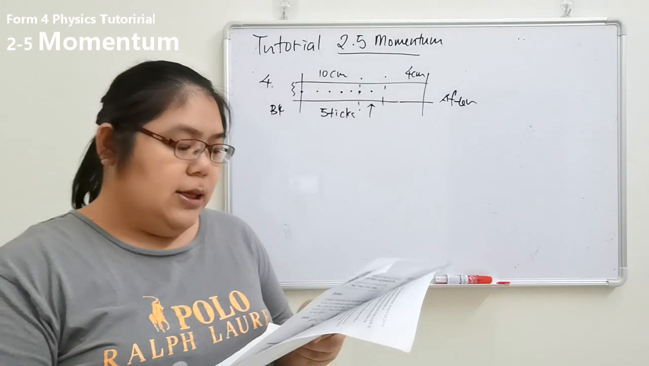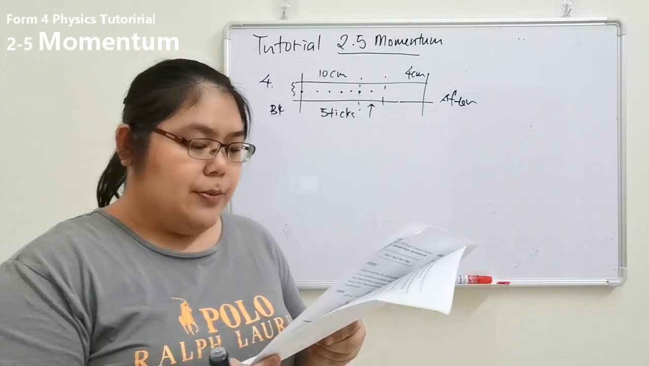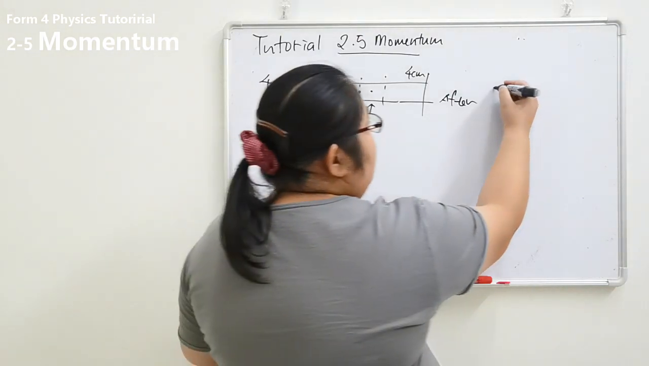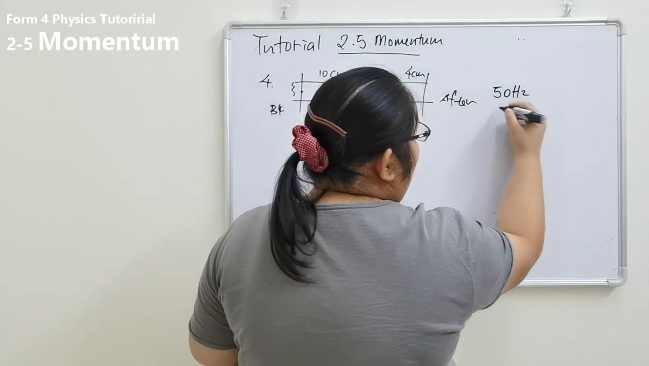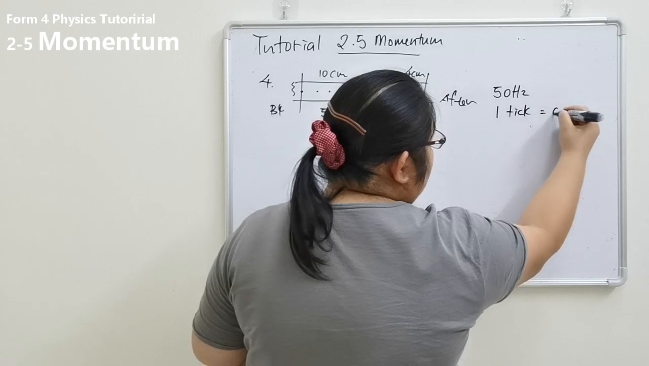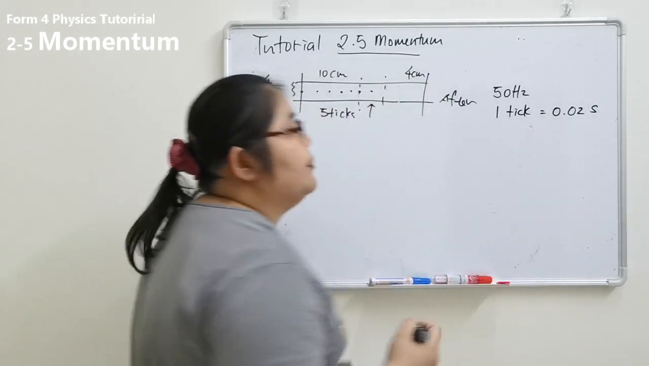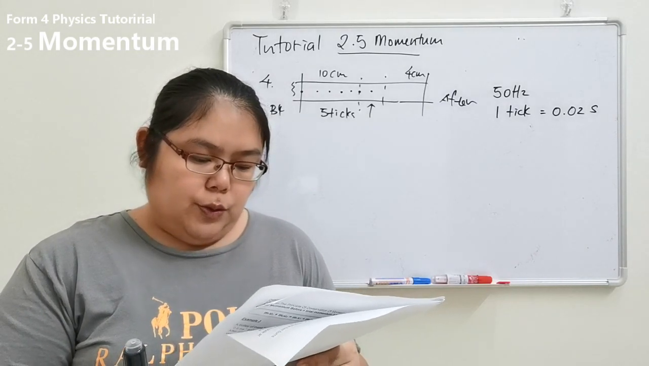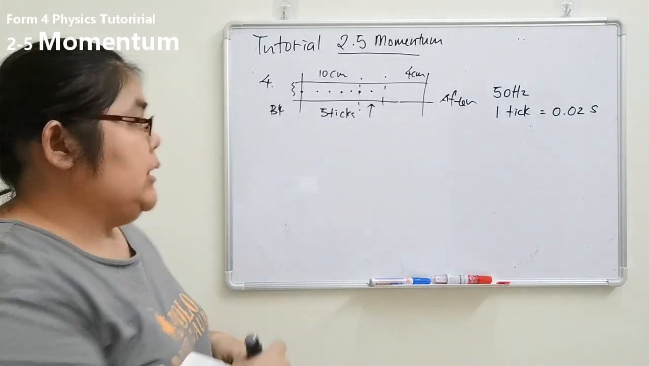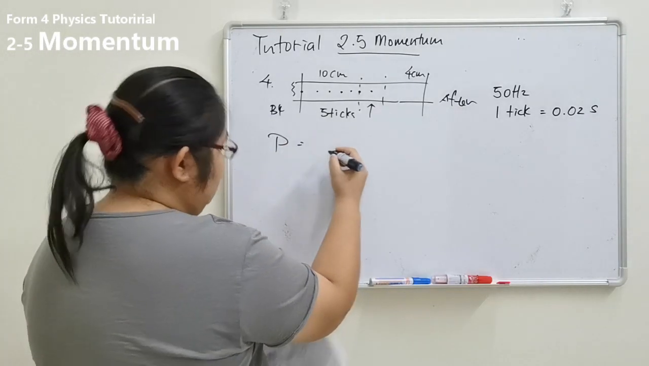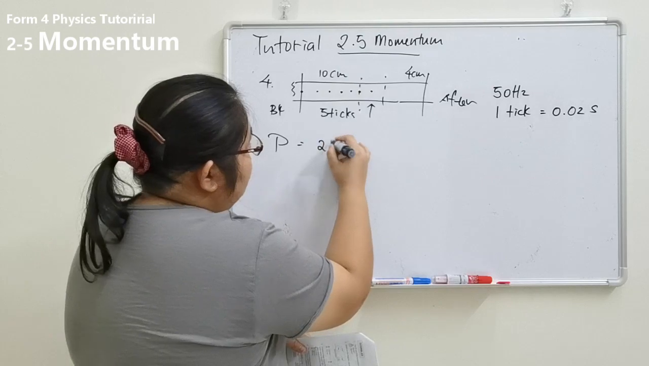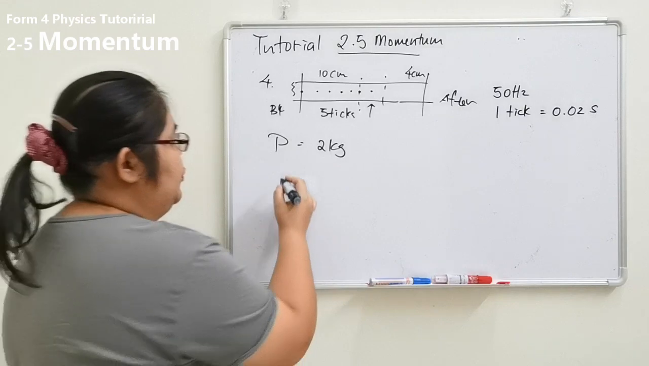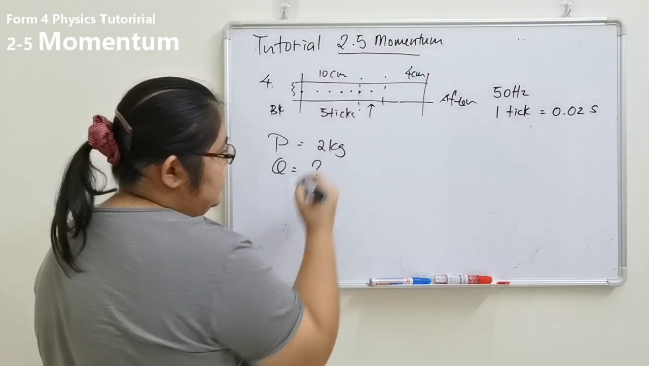So from here, the question says the frequency of the ticker timer is 50 Hz. They tell you 50 Hz, which means 1 tick should be 0.02 seconds. So this is what we need to know for the ticker tag. After that they told you the mass of trolley P is 2 kilograms, and calculate the mass of trolley Q. We do not know the mass.